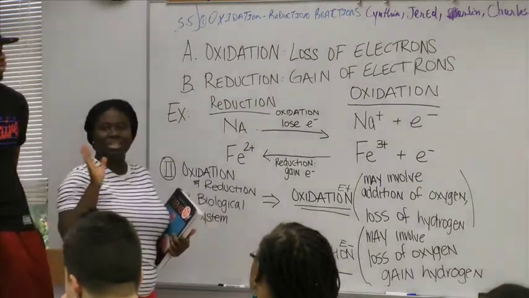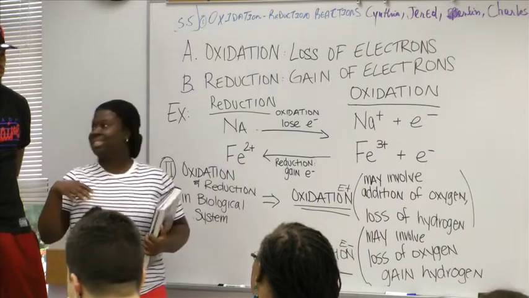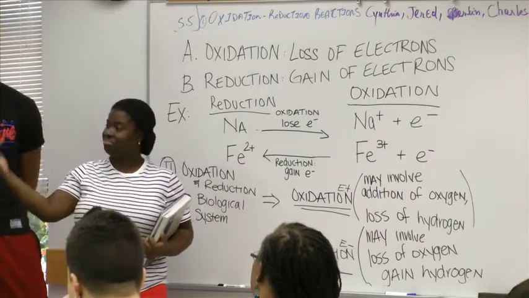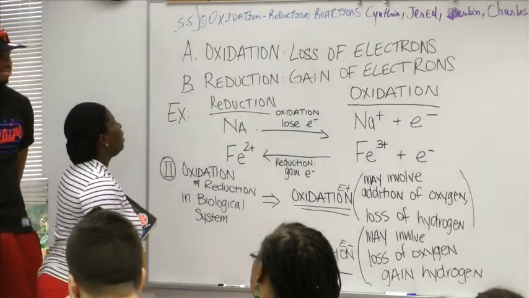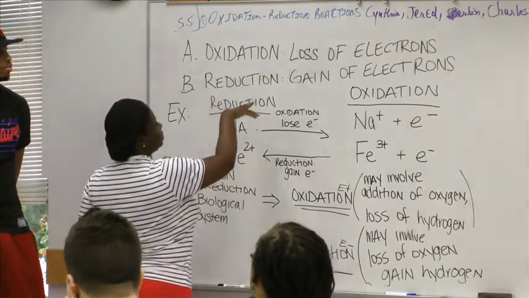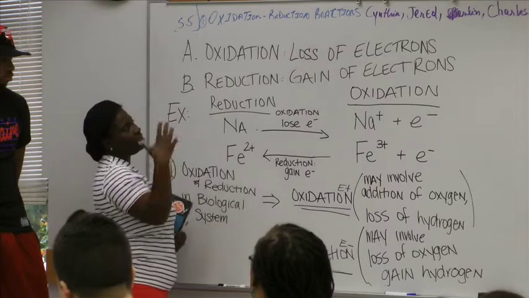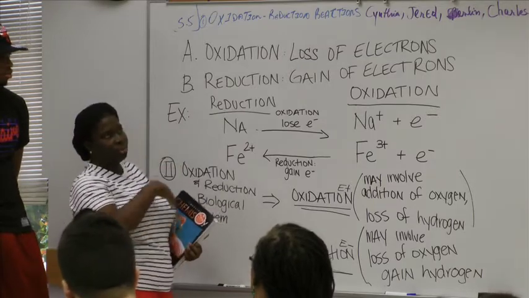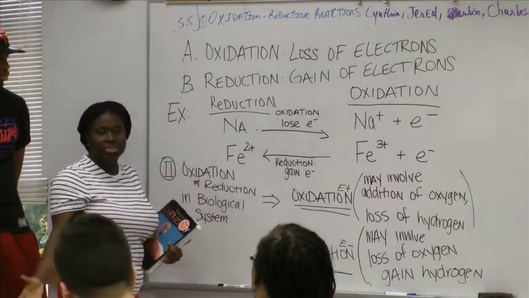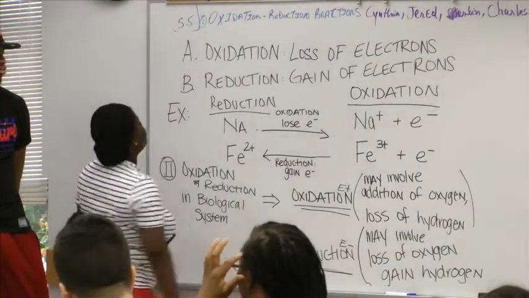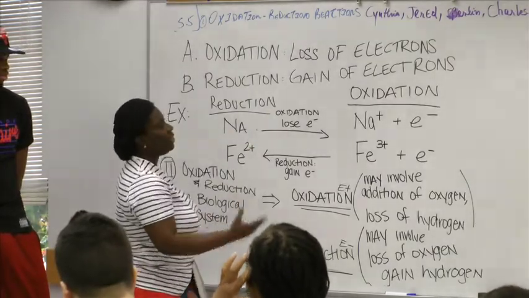Hi, my name is Cynthia, and this is Berlin and Charles. So we have oxidation, reduction, reaction. Oxidation, by definition, is loss of electrons. That means if you have something, you lost some of it, that's a loss. Okay? Reduction, gain of electrons.